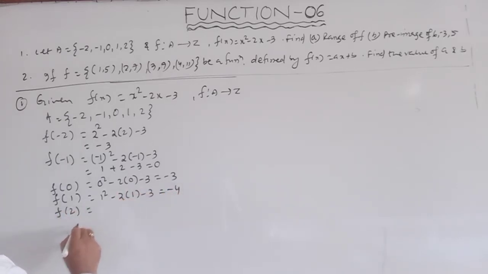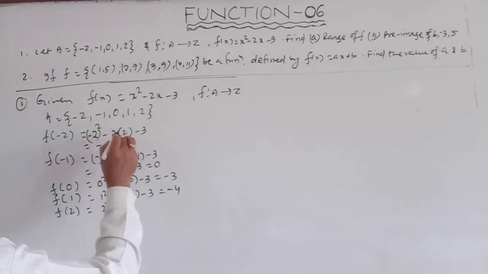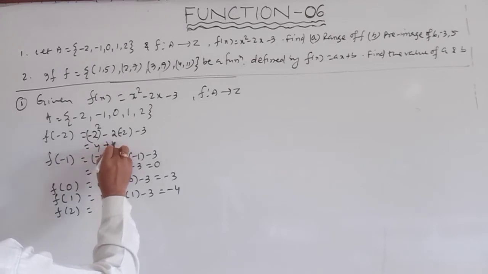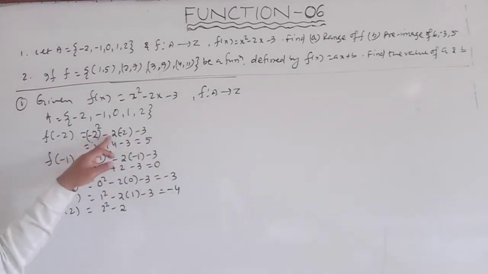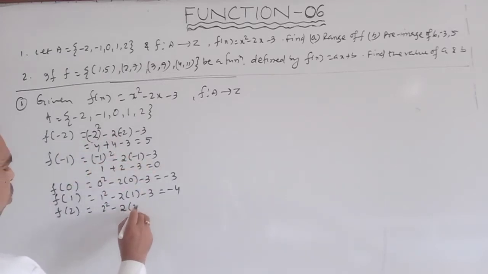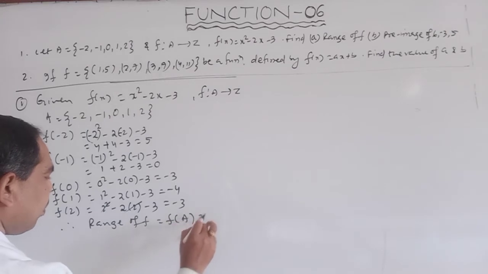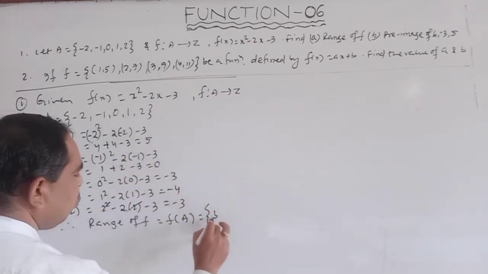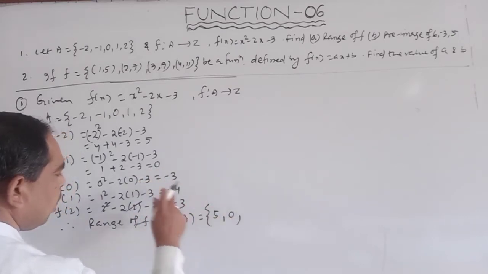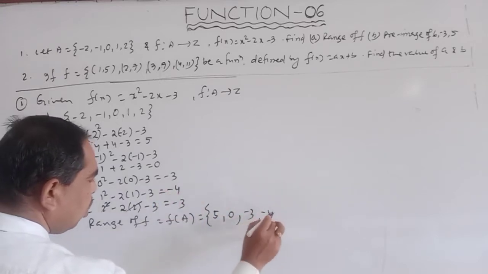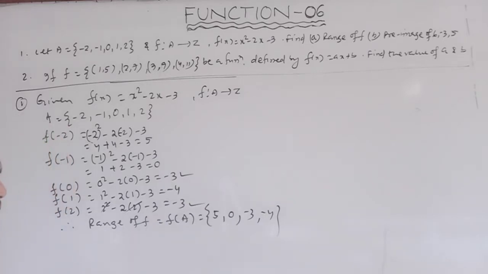f of 2 is equal to 2 square minus 2 into 2 minus 3, so 4 minus 4 minus 3 is minus 3. Therefore the range of f, which is f of A, is equal to all the outputs: 5, 0, minus 3, minus 4. Minus 3 is repeated two times, so we take it once only. So f of 0 is equal to minus 3 and f of 2 is also minus 3. So this is the range of the function.